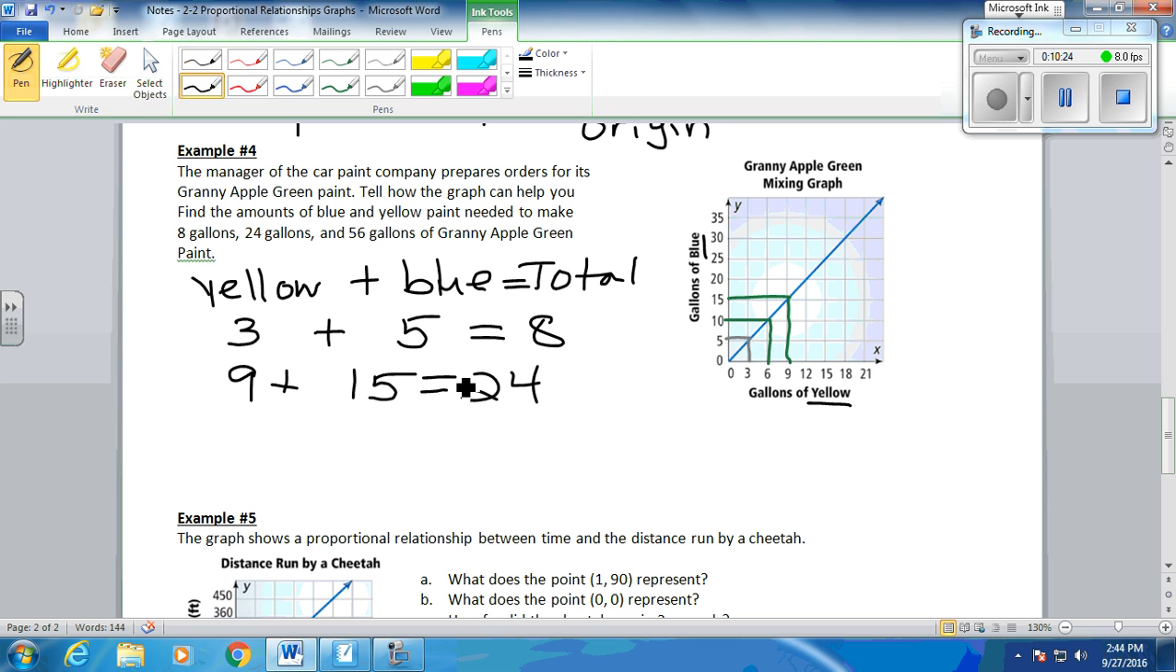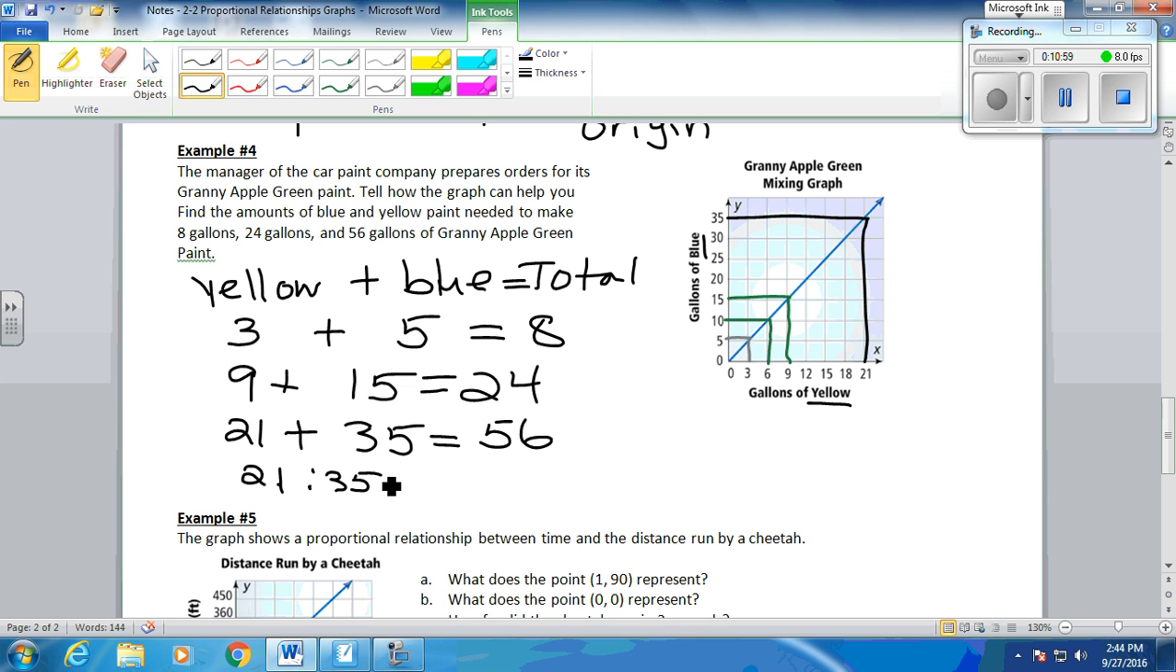Well, I know that 12 plus 20 would give me 42. 15 plus 25 would give me 40. 18 plus 30 would give me 48. And then 12, no, that's a backwards number. 21 plus 35 would give me 56. So there is a proportional relationship that if I was to say 21 to 35, wouldn't 21 35ths reduce down to 3/5 in a simpler ratio?